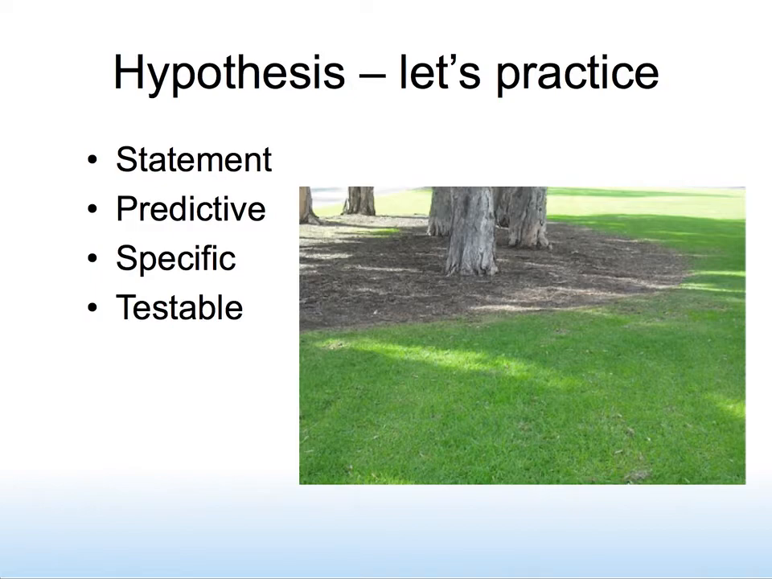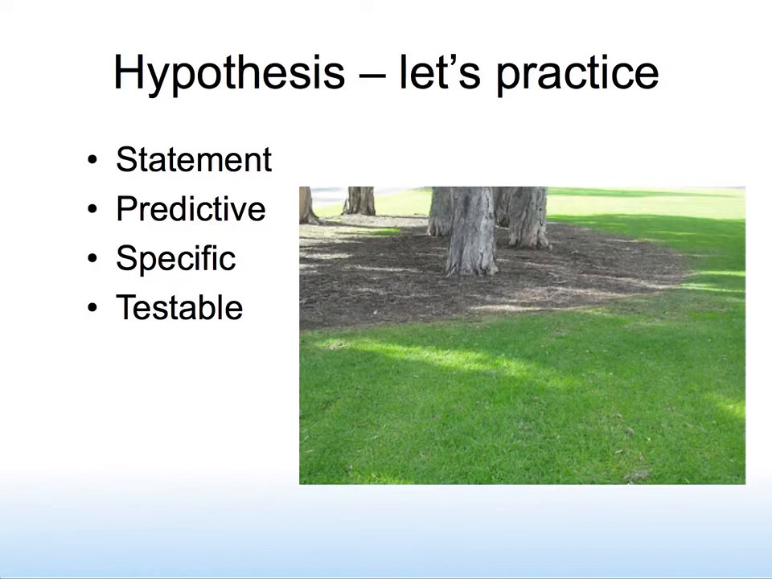Alright, let's think about a hypothesis together. So we might make an observation. Well, the grass doesn't grow directly underneath the trees. What is going on here? We might think, well, the trees are creating shade, and the grass needs more light to grow. So, therefore, the grass is not growing directly under the tree.